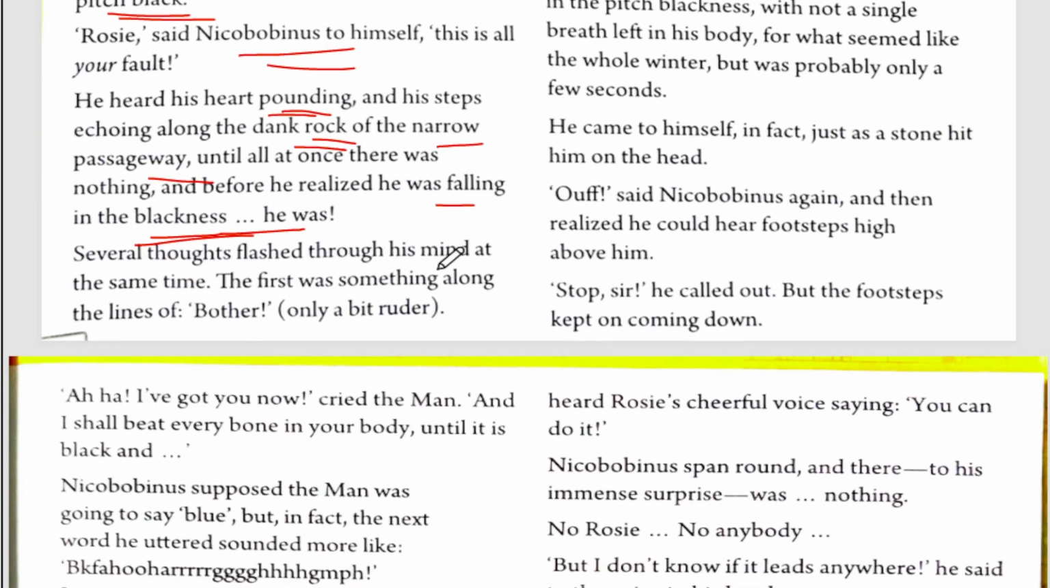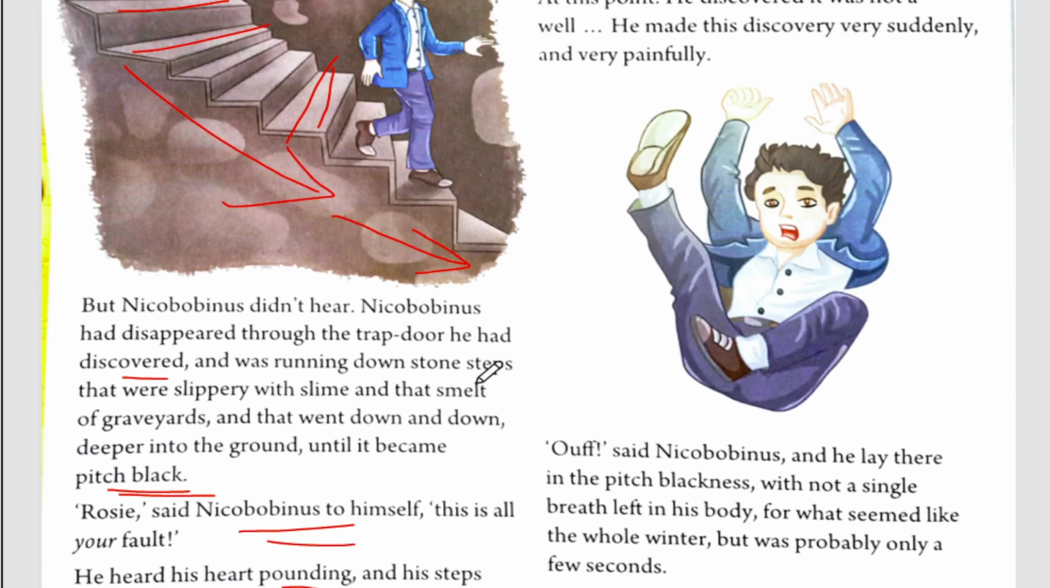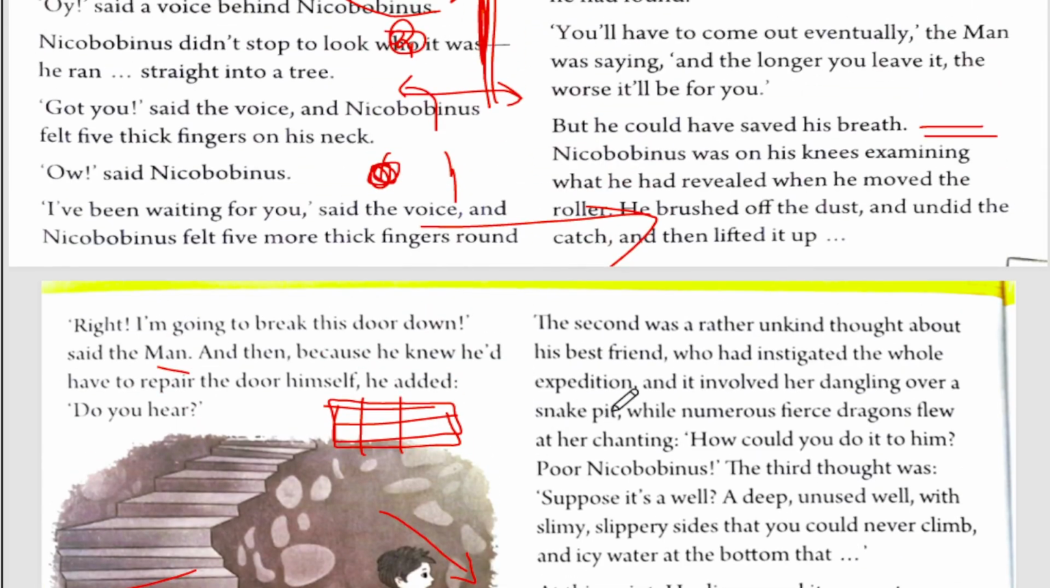"Several thoughts flashed through his mind at the same time." So, as he was lost in pitch black, in complete darkness, different types of thinking were arising in his mind. What kind? "The first one was along the lines of bother, only a bit ruder." Suppose anything bad is going to happen with him. The first one was actually a bit ruder, that means a very scary thing that might happen with him. Now we'll read about the next part.